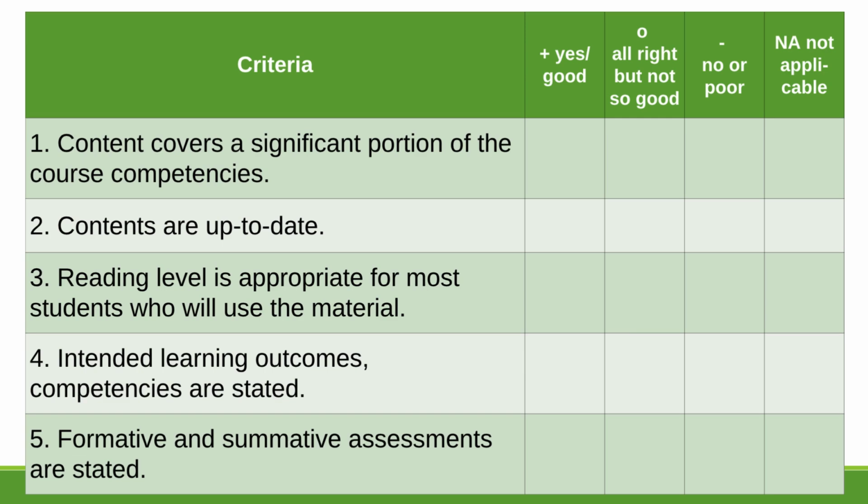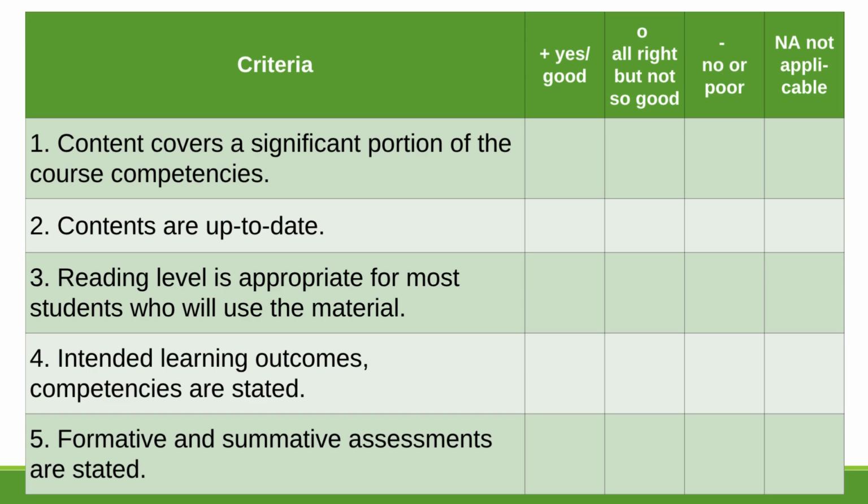1. Content covers a significant portion of the course competencies. Example, compare the content with the curriculum guide. Does the material address the expected learning competencies? 2. Contents are up to date. Example, are the examples, data, and references aligned with current standards, e.g., recent science discoveries or current economic trends? 3. Reading level is appropriate for most students who will use the material. Example, for grade 5 students, are the words familiar and the sentences not too complex?